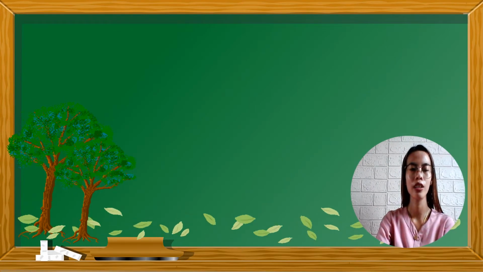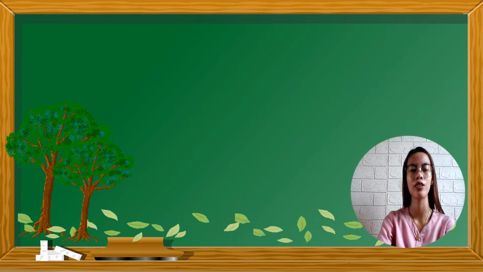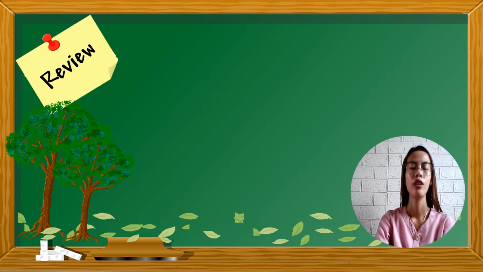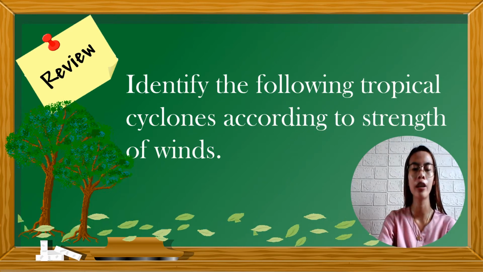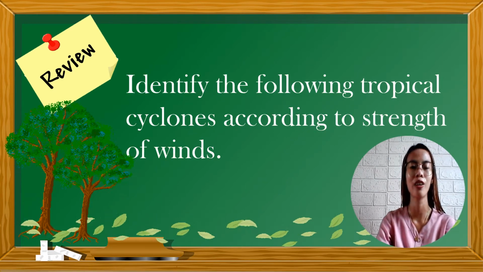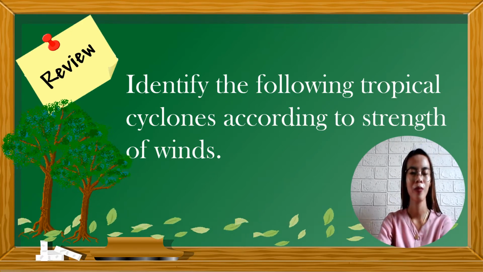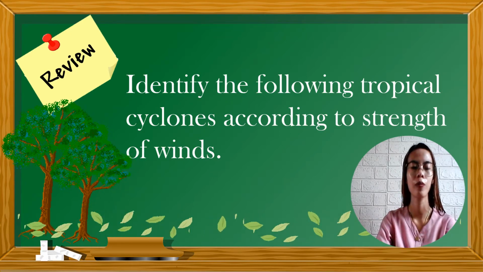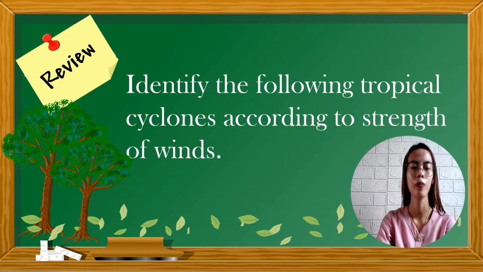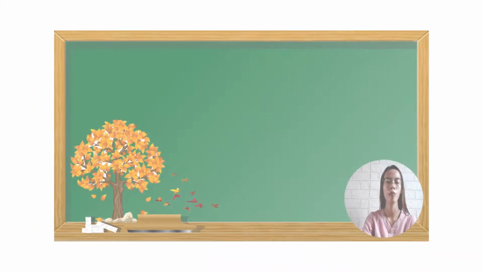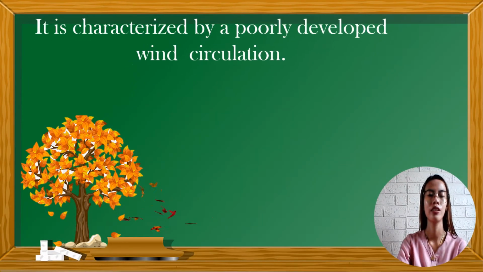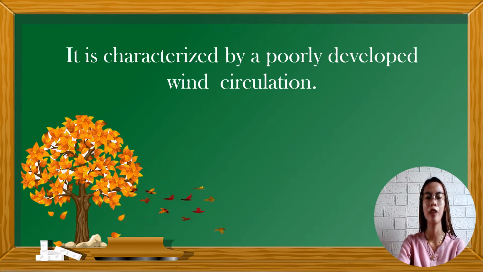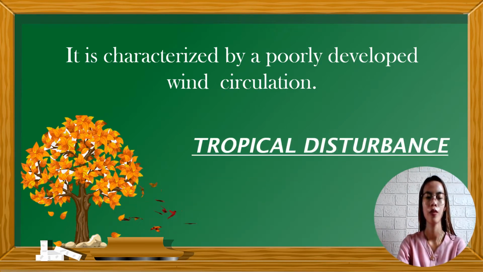Before we go on to our lesson, let's have a short review of our lessons last week. What you are going to do is identify the following tropical cyclones according to the strength of winds. Okay, are you ready? Let's start. Number 1. It is characterized by a poorly developed wind circulation. So, what is that tropical cyclone? Okay, very good. That is tropical disturbance.